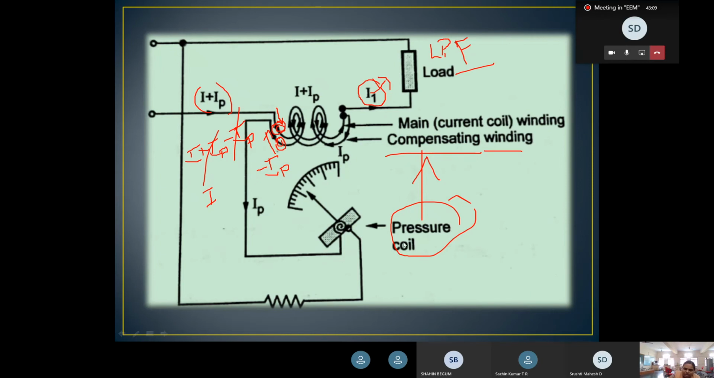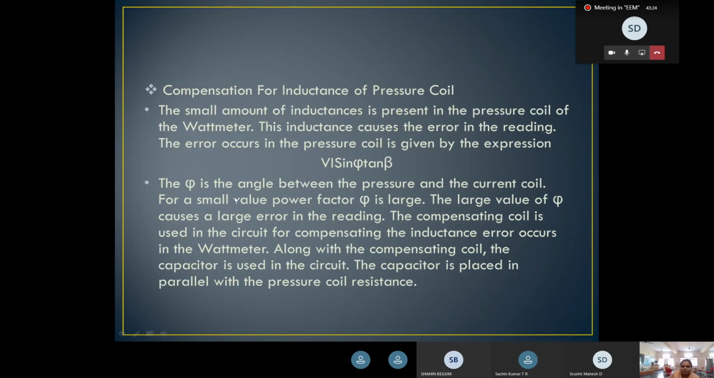From the pressure coil only, error is going to be introduced. That Ip is going to be neutralized. So, your I is going to be flowing. So, you can reduce the error. This is one construction we are going to be following. This is one type. Okay.